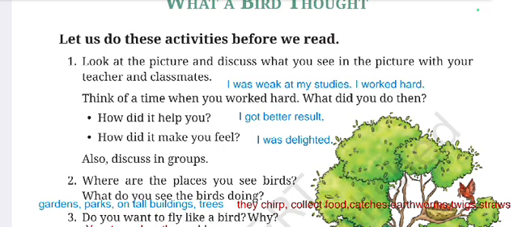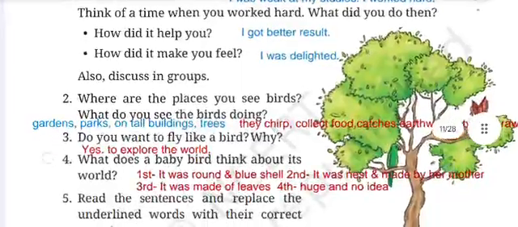Think of a time when you worked hard. What did you do then? I was weak at my studies. I worked hard. How did it help you? I got better results. How did it make you feel? I was delighted. Also discuss in group.